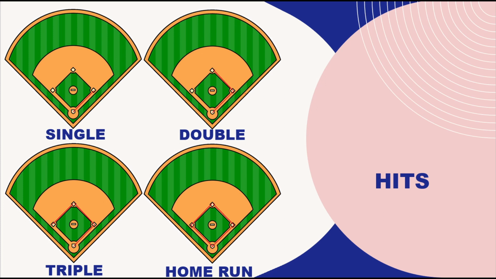A hit is still awarded to the batter even if he is thrown out attempting to take an extra base, such as trying to turn a single into a double.